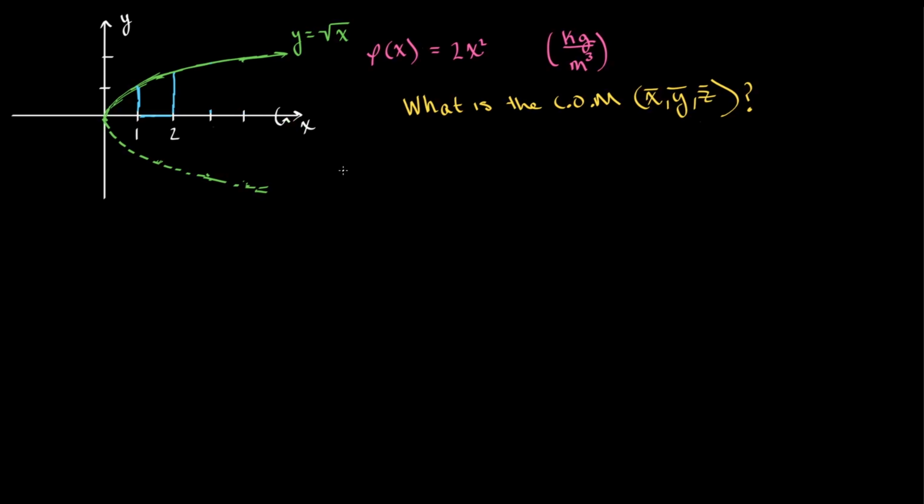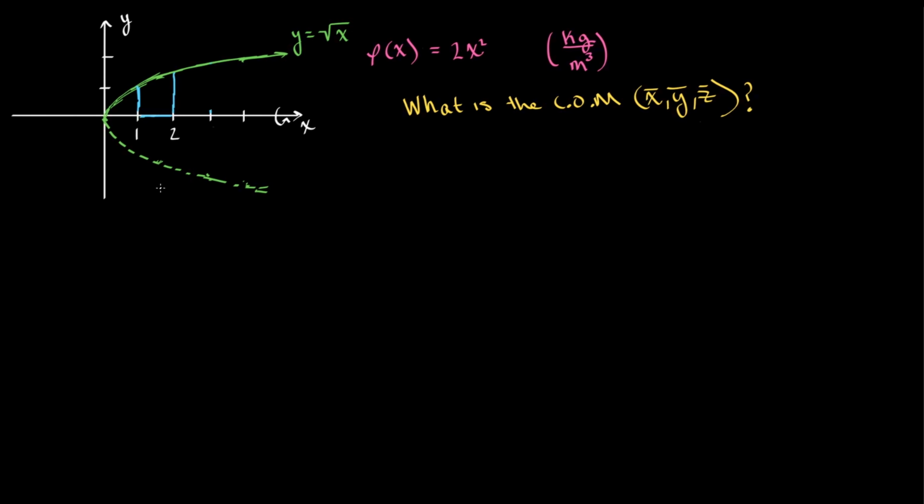Continuing to talk about center of mass calculations, we're going to go up another dimension. So we're going to be talking about volumes now. We're going to find the center of mass of this volume here. And this volume is described as this region underneath y is equal to the square root of x, and it's bounded by x is equal to 1 and x is equal to 2 and the x-axis here.